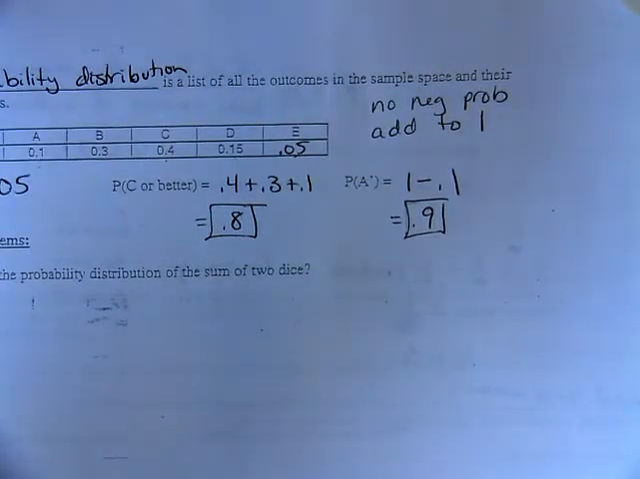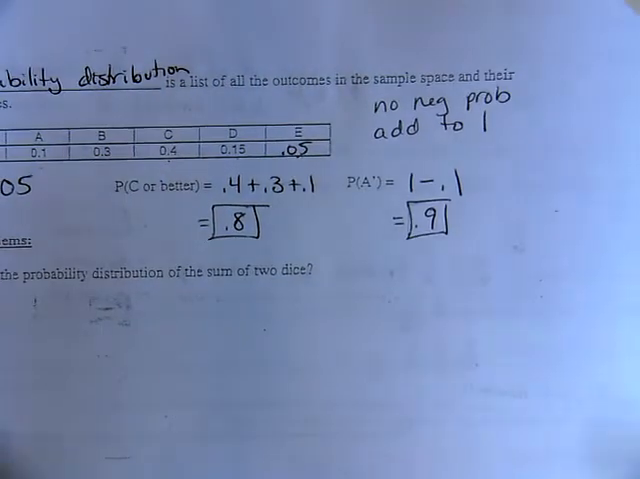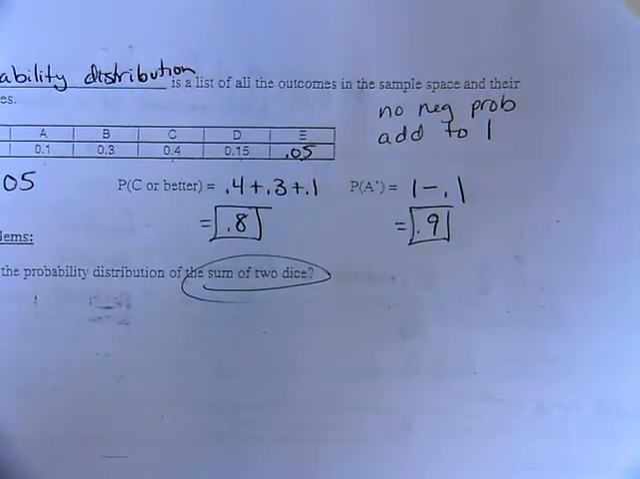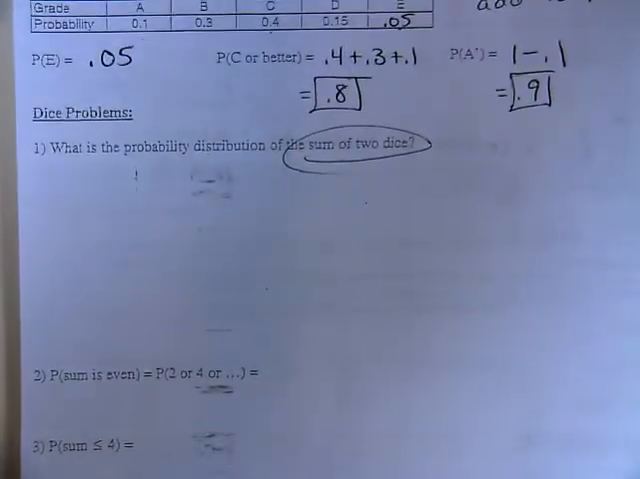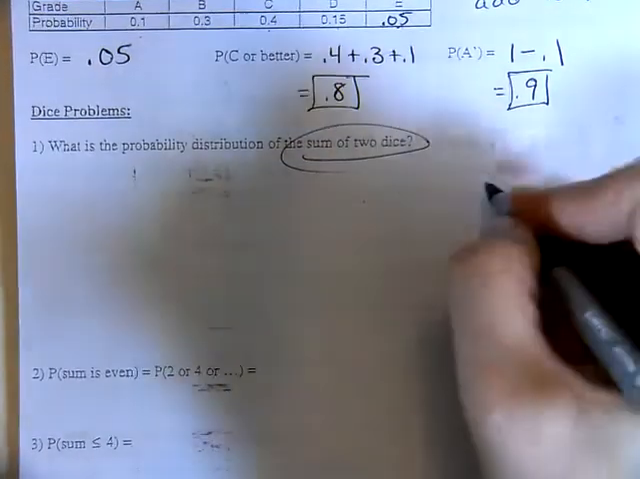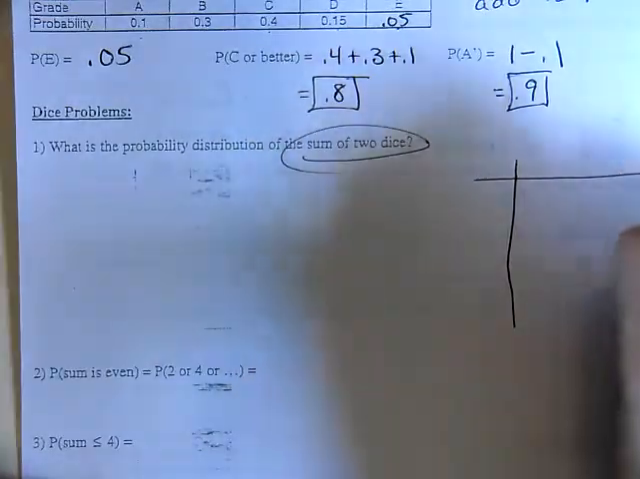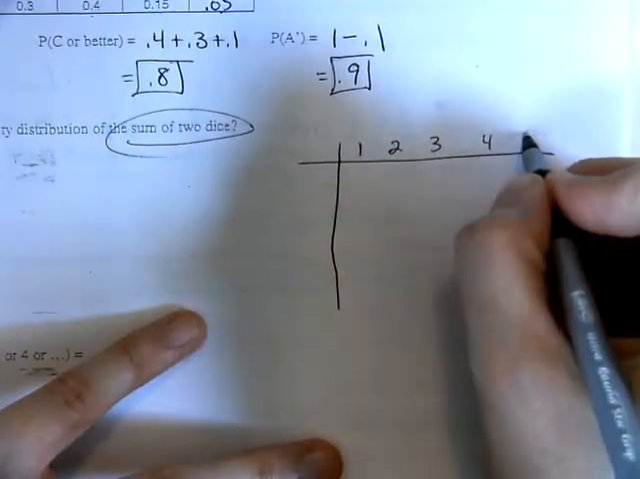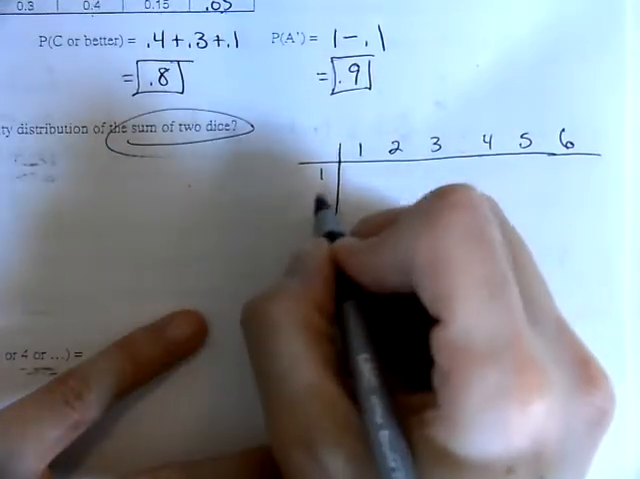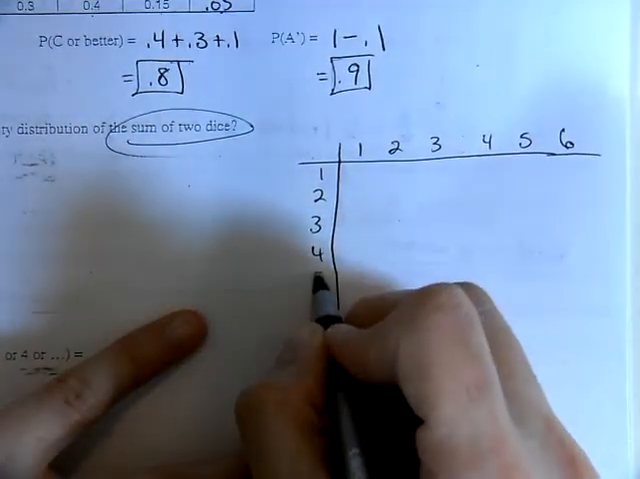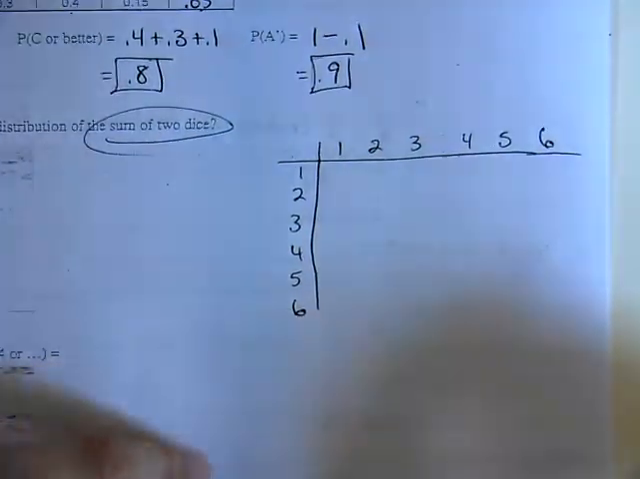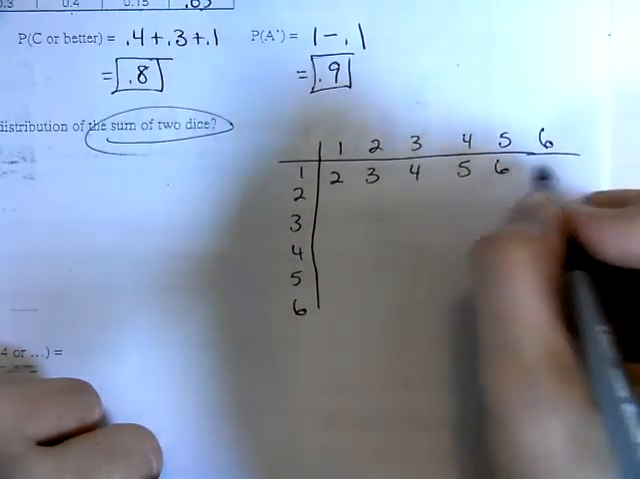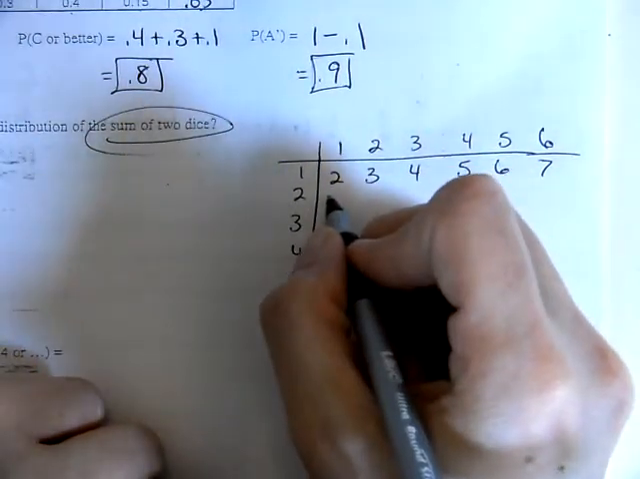So what is the probability distribution for the sum of two dice? We're going to use the sum of two dice a lot throughout the chapter, so you can always Google it. But basically, here's what the table looks like. So we have two dice, 1, 2, 3, 4, 5, 6, and 1, 2, 3, 4, 5, 6. And we're going to add them all together. So I get a 2. So I'm just adding the row and the column.